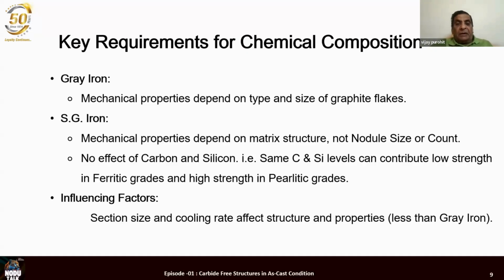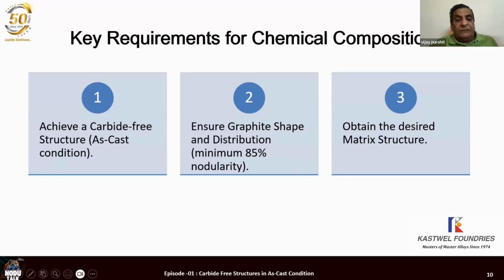When we speak about the carbon and silicon requirements, let's go to the next slide, please. Requirements to achieve a carbide-free structure in the as-cast condition. We also have to ensure the graphite shape and distribution. People speak about minimum nodularity 85%. I would request all of you to aim at as high a nodularity as possible. 95% good. 98% fantastic. 100% difficult, but possible, achievable, that would be superb. So more than 95% should be our aim.